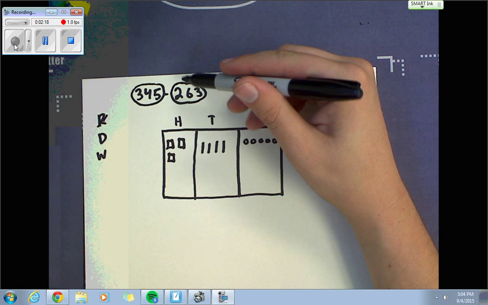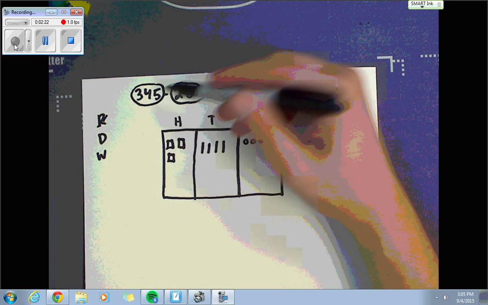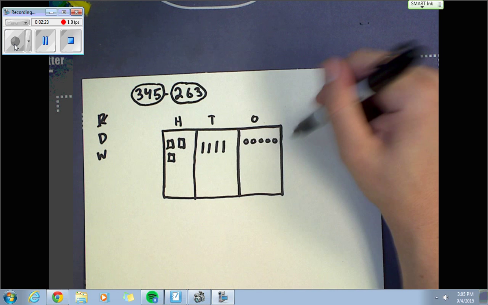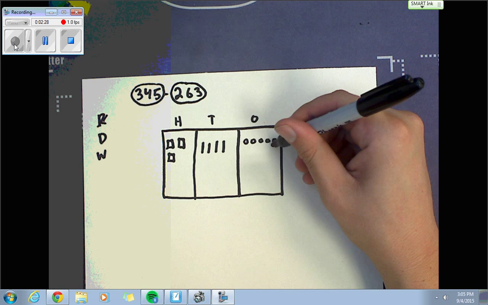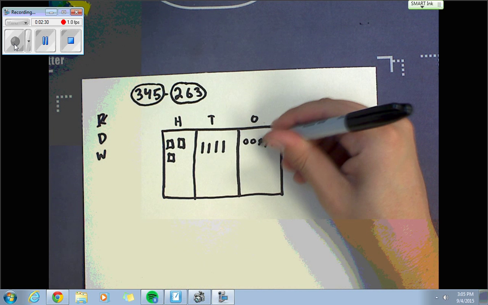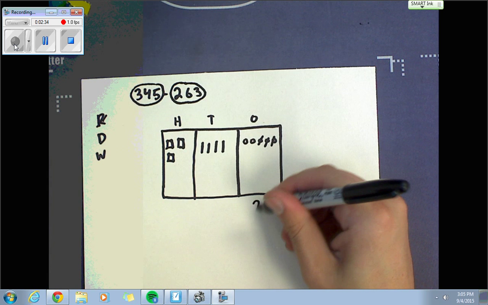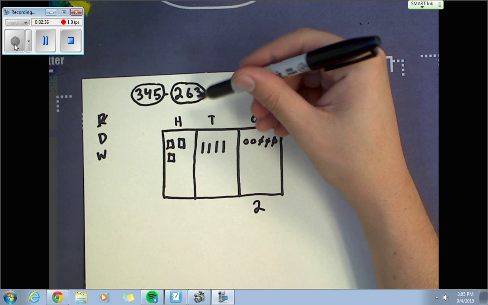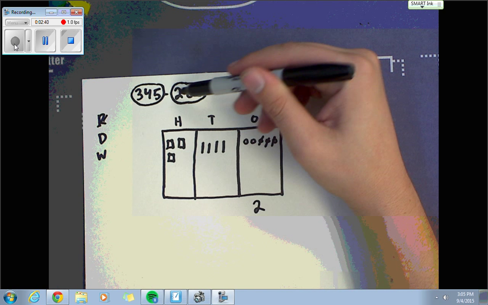Just like with any three-digit subtraction, you start with the ones first. So I'm going to do 5 ones, take away 3 ones. To model that, I'm just going to cross off 3 ones: 2 and 3. That means I'm left with 2 ones as part of my difference. Next, I'm going to do the tens place. I have to model 4 tens, take away 6 tens.